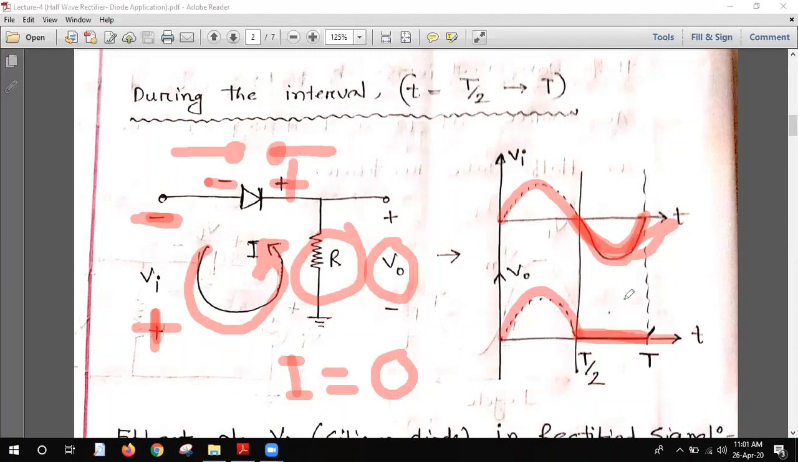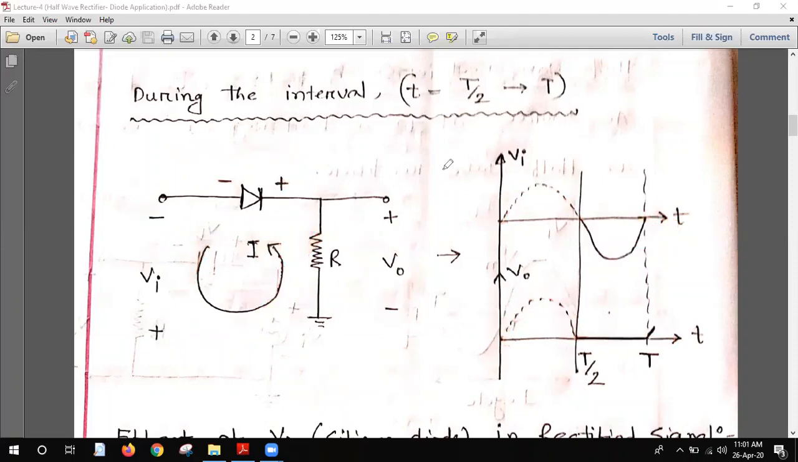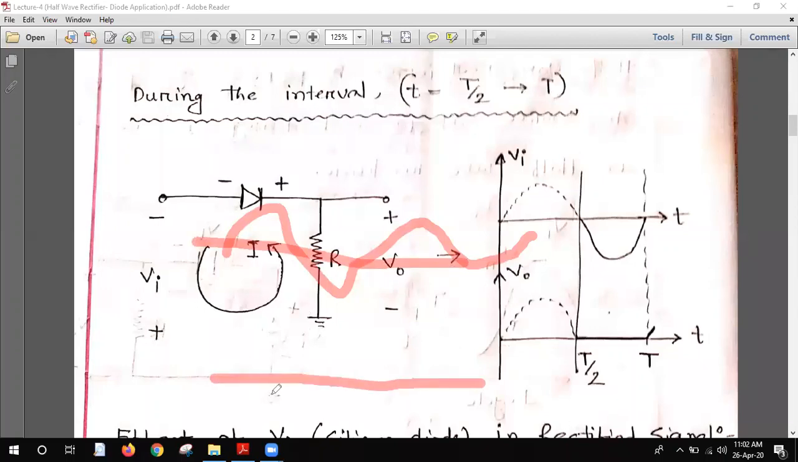So I'm giving you a proper drawing. Suppose the input is something like that. We all know this is a sinusoidal voltage. Pardon me for my bad drawing. This is sinusoidal voltage, but in the output, we will get something like that. We'll only get the positive cycle. The negative cycle is reverse biased, so we'll not get the negative cycle. So we'll only get the positive cycle.